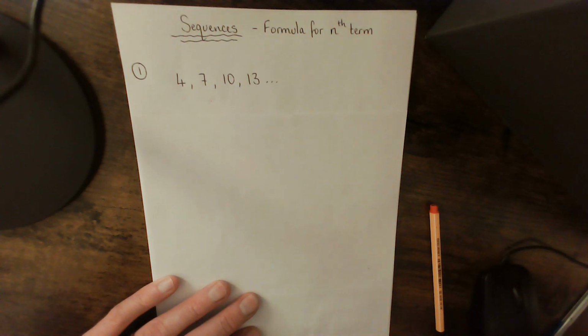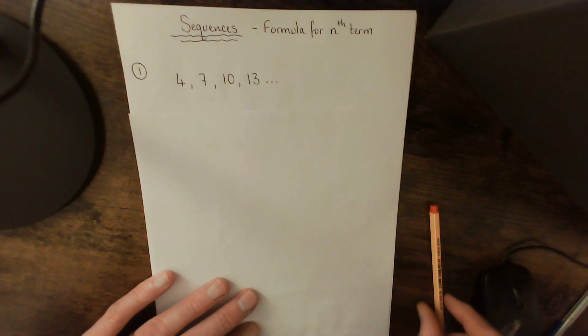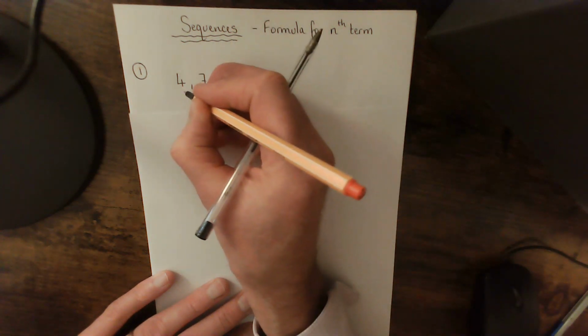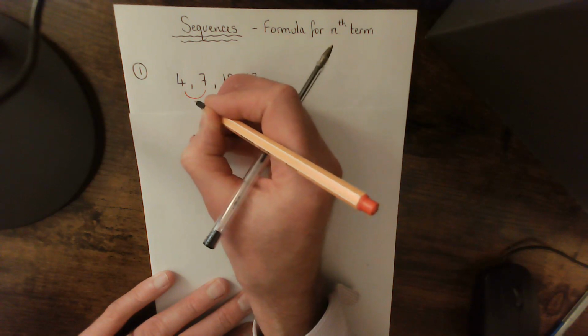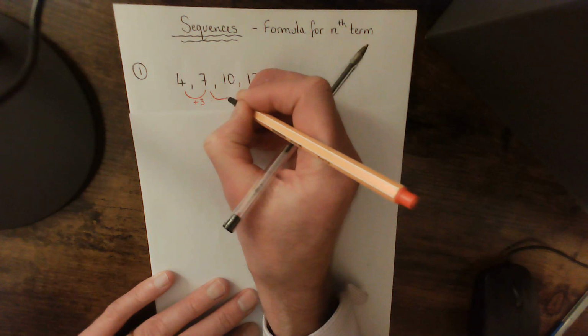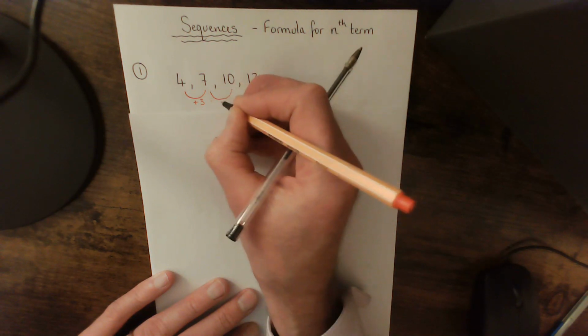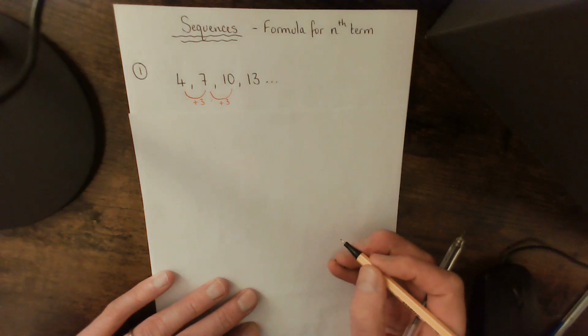I'm going to be looking at sequences today, and the intention is to find a formula for the nth term. We're going to start off with the sequence 4, 7, 10, 13. The easiest way is to find out what your gap is between the first term and the second term, and then check it's the same for the second term to the third term. Here, I'm going up in threes.